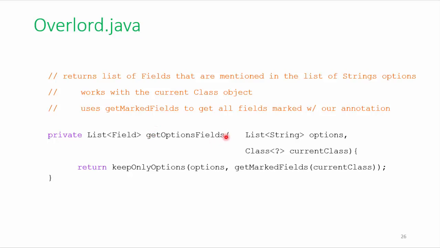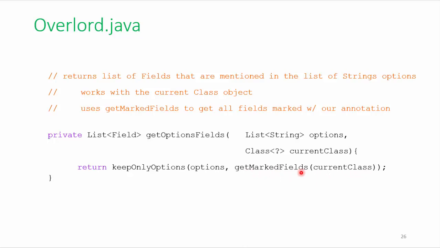GetOptionField is going to be easy. It's going to rely on the last two helper methods that we defined, that we listed originally. What it does is a two-step process. It returns first the result of getting all the marked fields from the current class. getMarkedField is one of our last two helper methods.